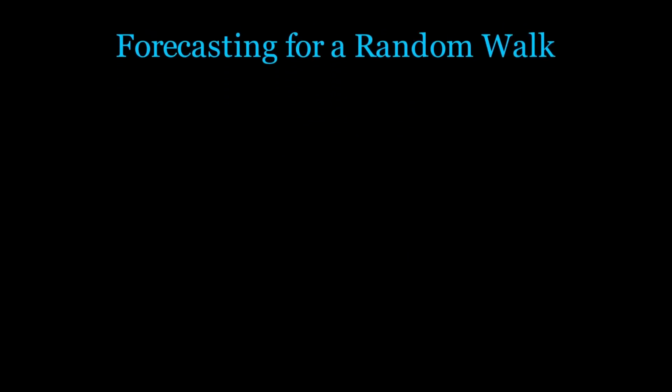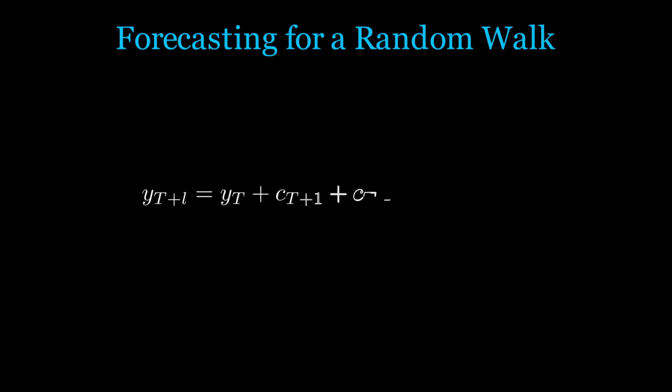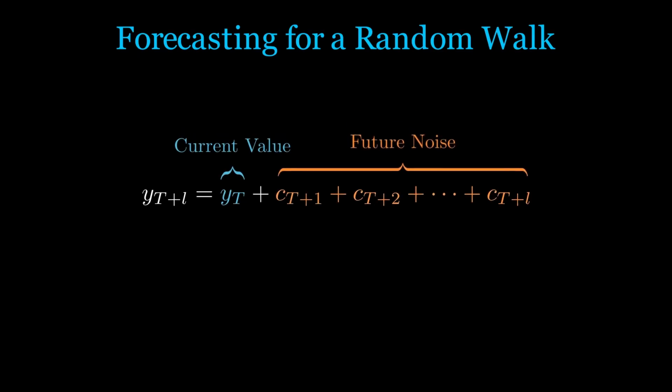Okie dokie, let's now talk about forecasting for a random walk. So we are at time t, and we want to know what happens at time t plus L. This is the equation we can use to calculate the future value. The future value is just where we are now, plus a bunch of future random noise. The equation follows from the random walk model, where we essentially substitute t with t plus L.